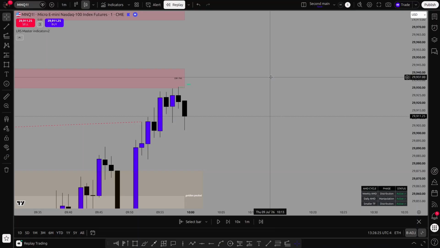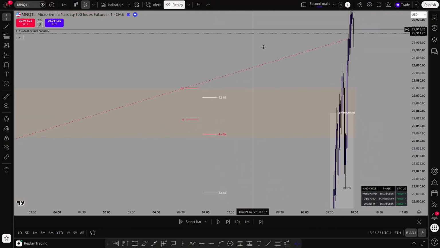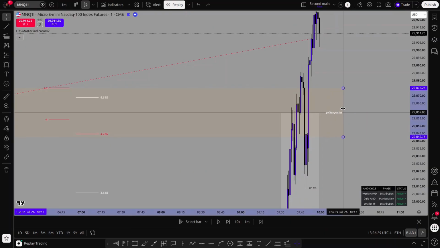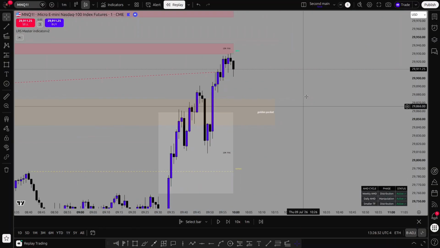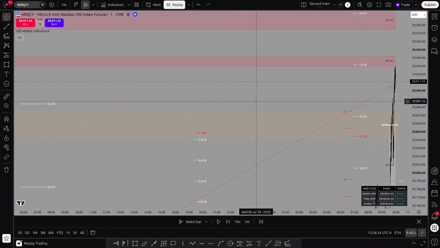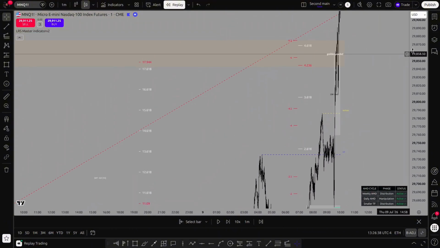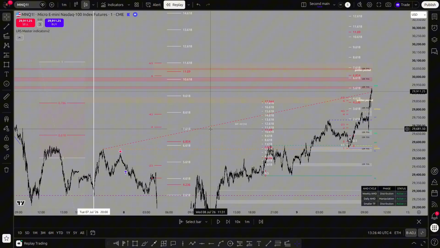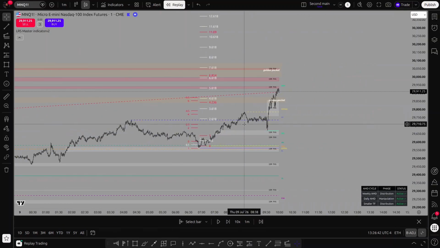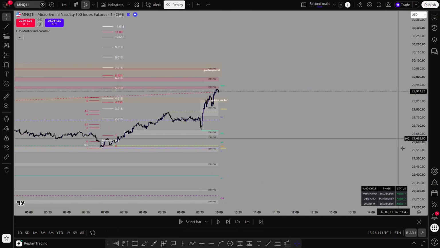I'm seeing the bullish momentum dying. The golden pocket has been broken, but I'm still expecting the same reaction. Plus, we have a 1 hour SMT, meaning that Nasdaq is the stronger asset. Okay? And we have just reached another 15-minute fair value gap.